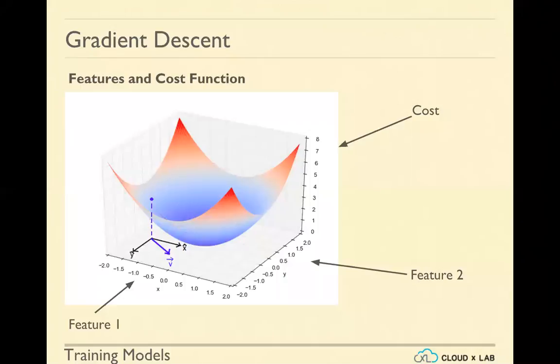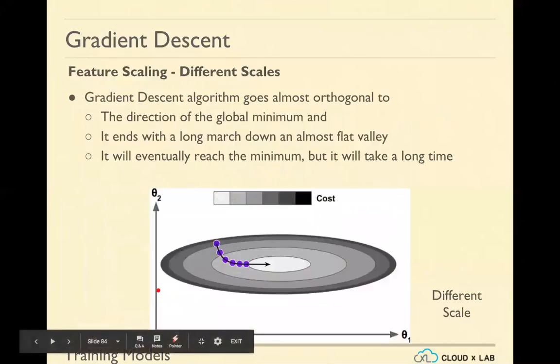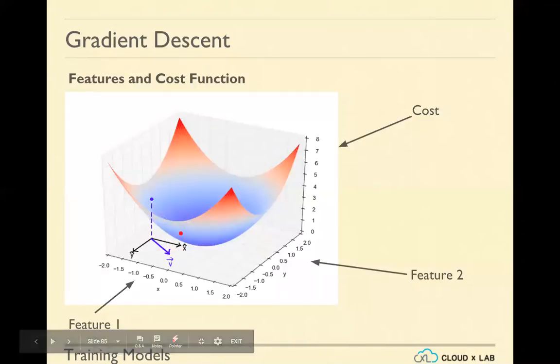So if y and x are on similar scales. Okay, let me go back here. The only difference between the other graph and this one is that here we have plotted the cost function with respect to thetas, and here we have drawn the cost function with respect to the actual feature values. Okay, yes, go ahead, Noor.